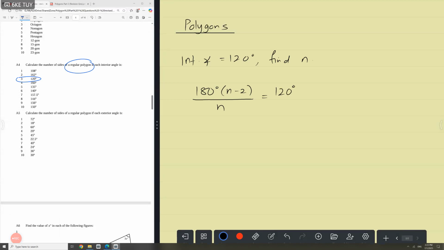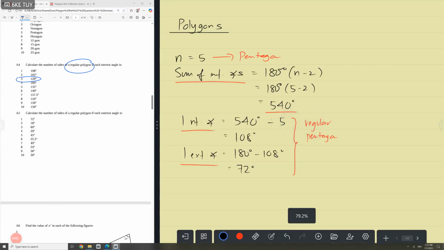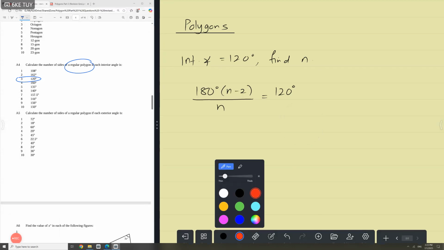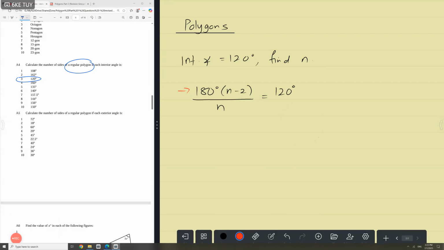This is the same as what we did in the previous example. I'm just going to show you. After we find the sum of interior angles, we divide by the number of sides. So we form an equation. This is the sum of the interior angles, this part is the number of sides, and that will give you the value of one interior angle. Okay, we're going to solve this equation.